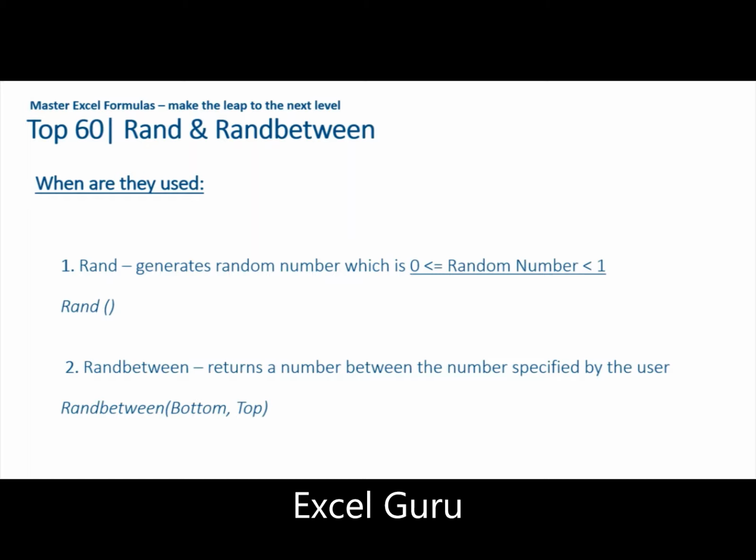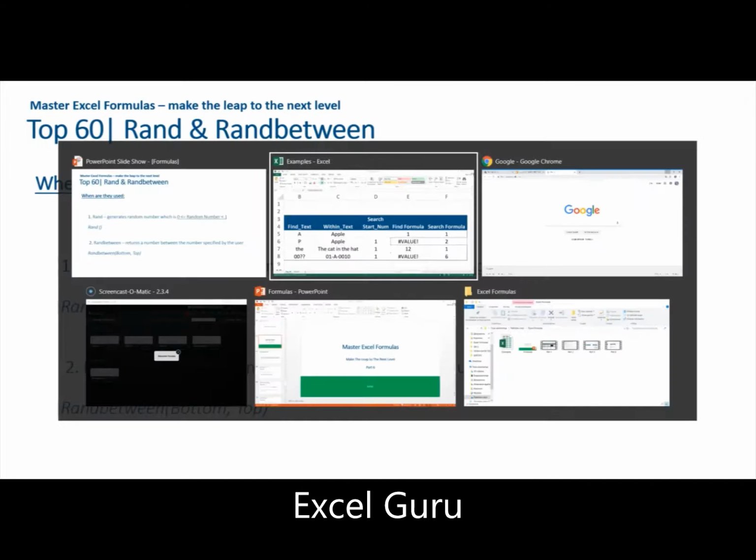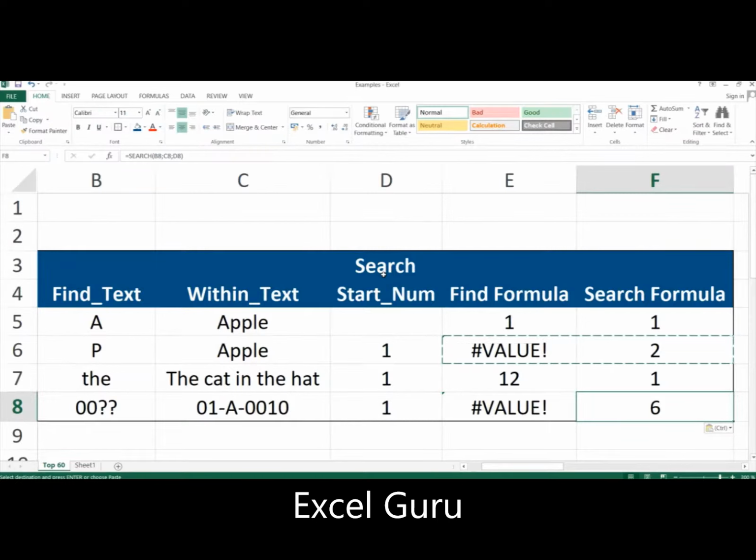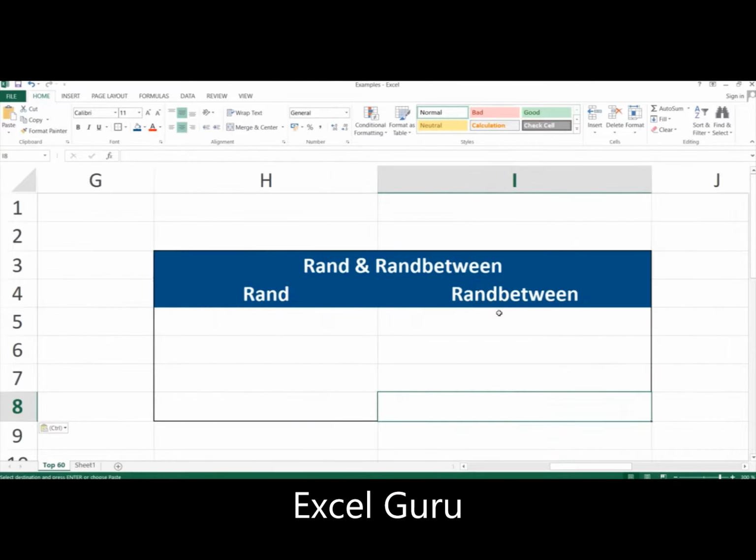What RANDBETWEEN does is it returns a number between the numbers specified by the user, so we need to have a bottom and a top number here. Whereas RAND generates a random number which is bigger than 0 and smaller than 1.